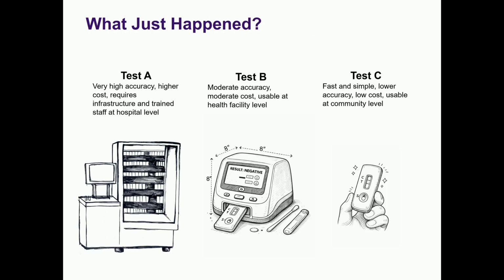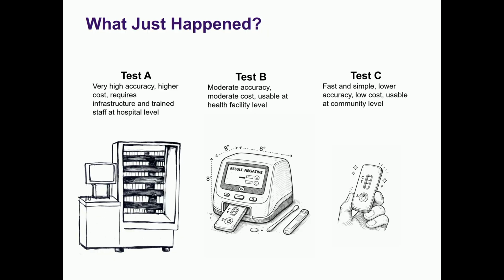Obviously, test A is a big laboratory instrument and would require all the things I said, high infrastructure and high performance. And then test C is the rapid, probably can get out to a lot of different people.